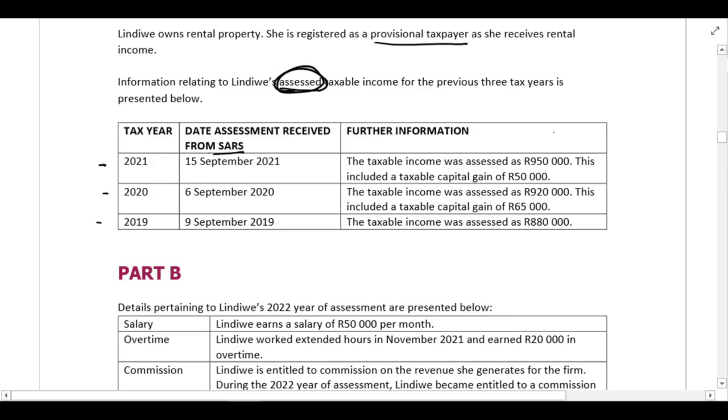Okay, then further information: in 2021, the taxable income was 950,000, which included a taxable capital gain of 50,000. Taxable capital gain in 2020 was 65,000, with taxable income of 920,000. Taxable income was assessed as 880,000 in 2019. Now, this type of information, when I read it, I already start thinking that this might have something to do with the basic amount.